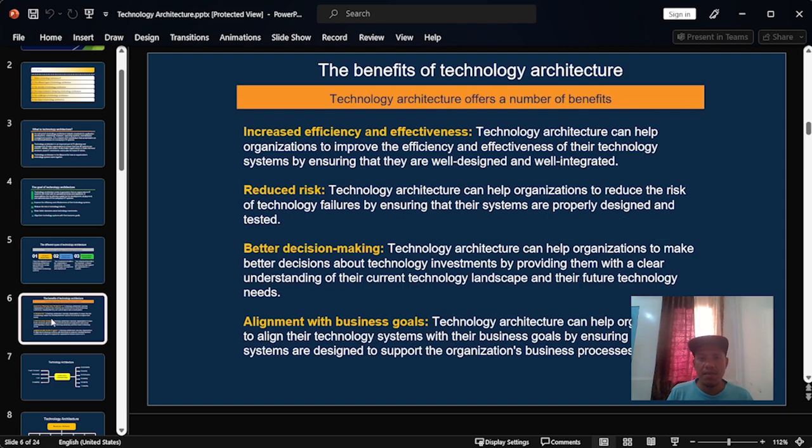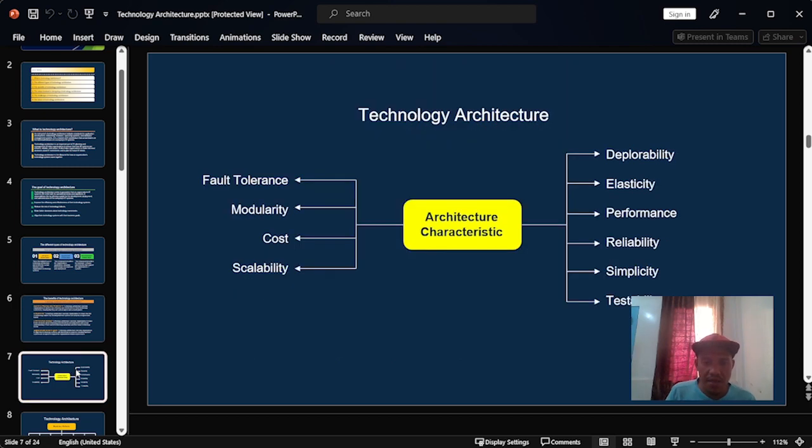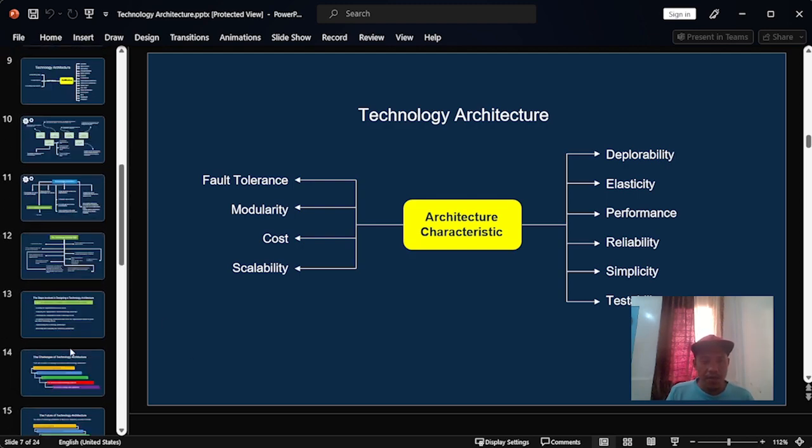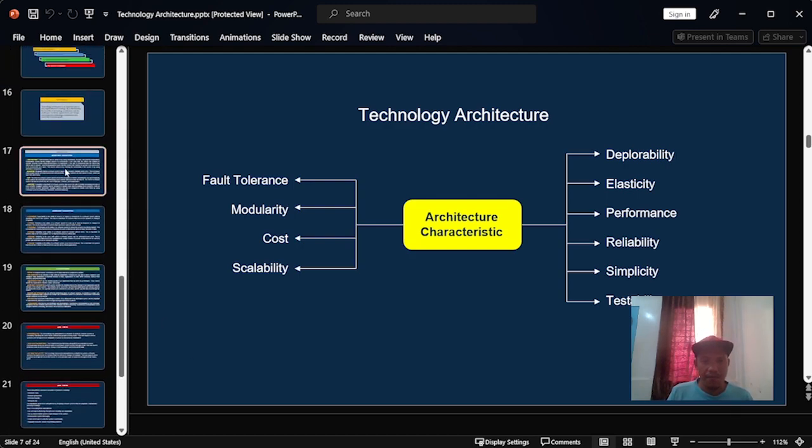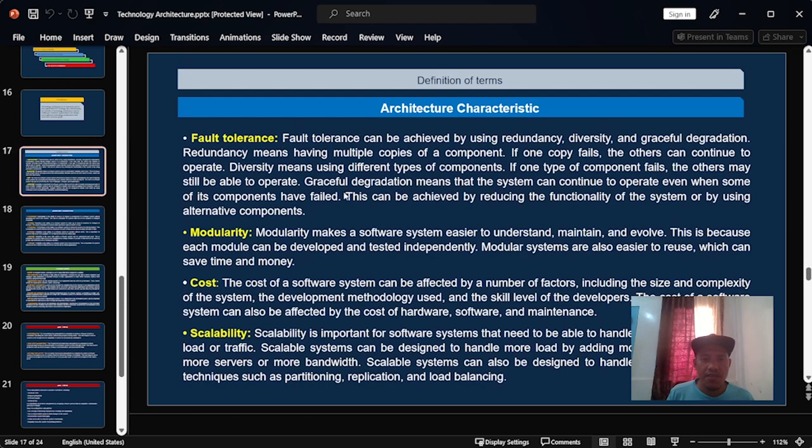These are all the benefits of technology architecture. I think it's already been discussed, so let me jump to the architecture characteristics. Here are some technology architecture characteristics. First, fault tolerance. What is fault tolerance? The system should have fault tolerance, which can be achieved by using redundancy, diversity, and graceful degradation.